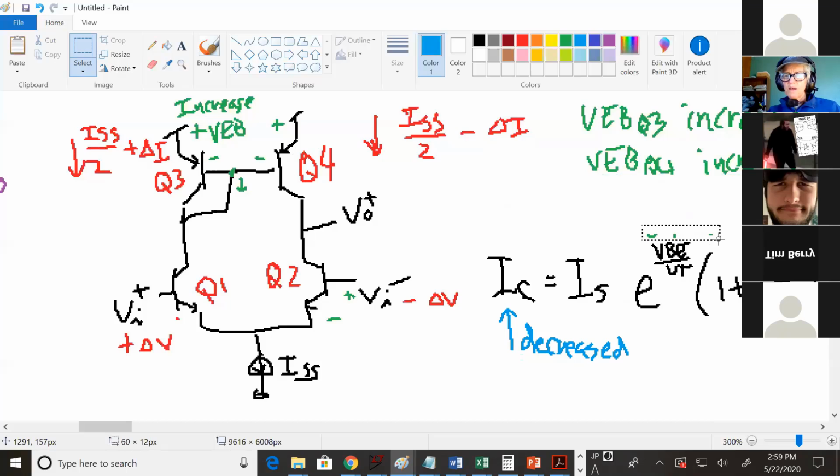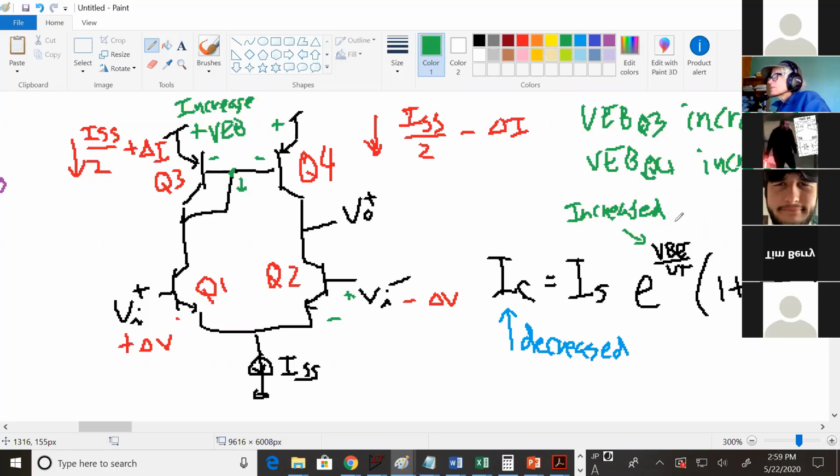Okay. What happened to its VBE? Increase. VBE increased. That's the exact opposite direction it should go for IC to decrease, right? But Q2 decides the current through that side. So the current has to drop, but VBE increased.